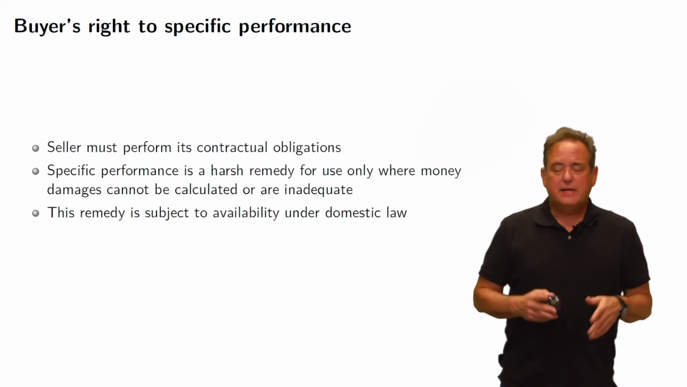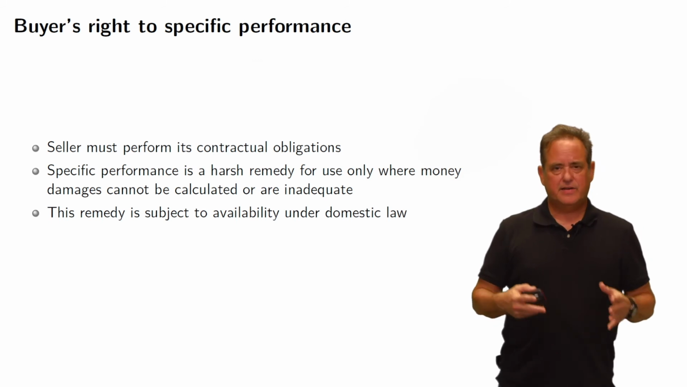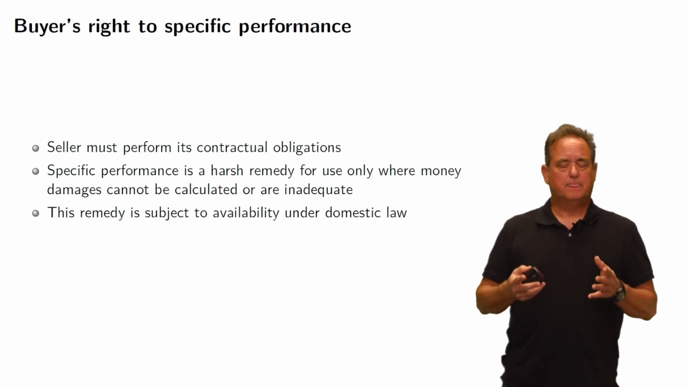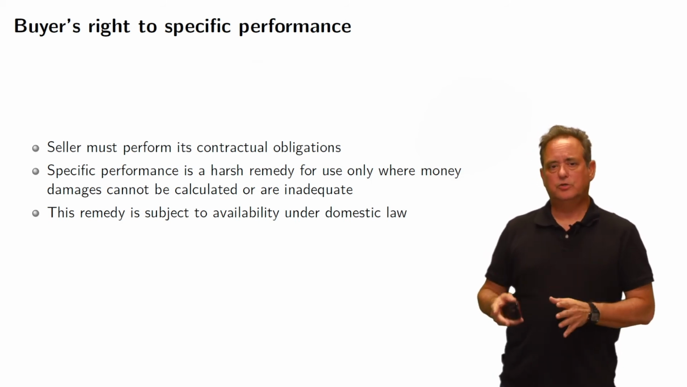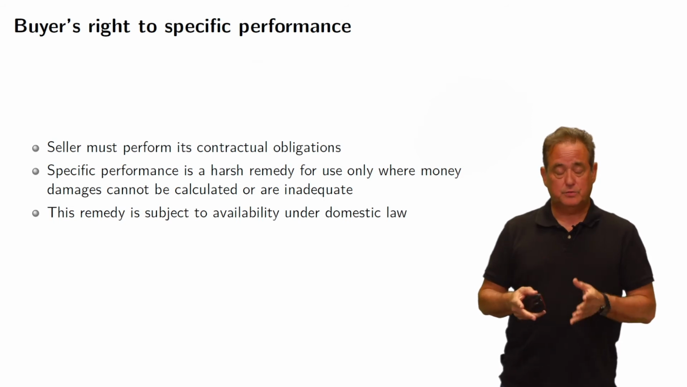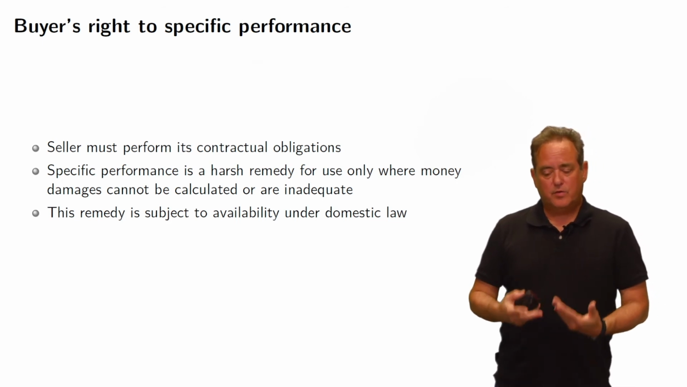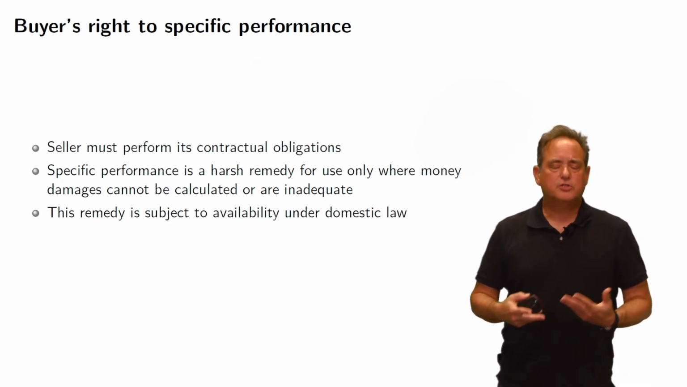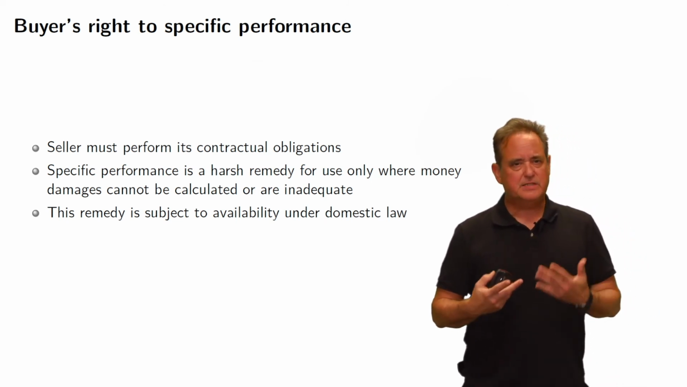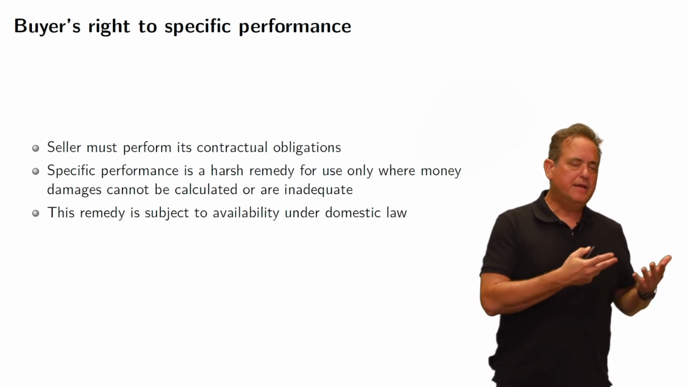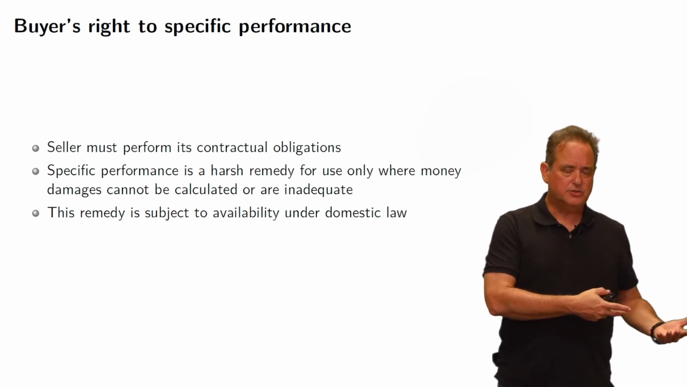Now, I say this remedy is subject to availability under domestic law because in the United States, in fact, in any common law system, there is a great reluctance on the part of courts to order specific performance. In a court based in the United States or an arbitration panel based in the United States, it's going to be much more difficult to obtain specific performance than it would be in a court or an arbitration panel based in a civil law country.